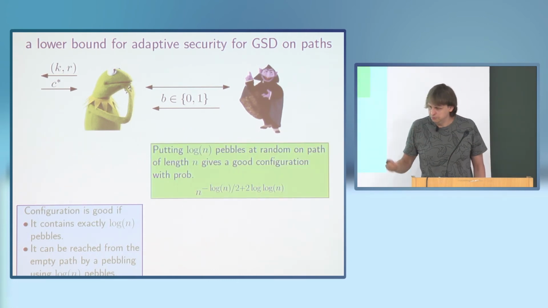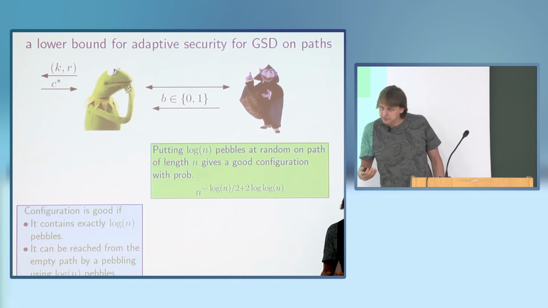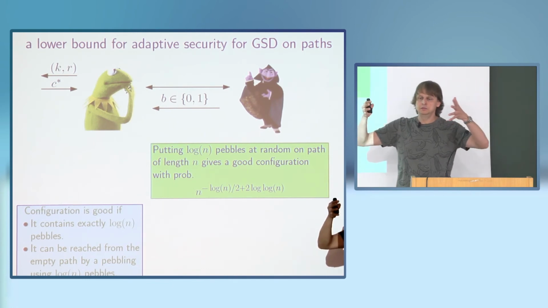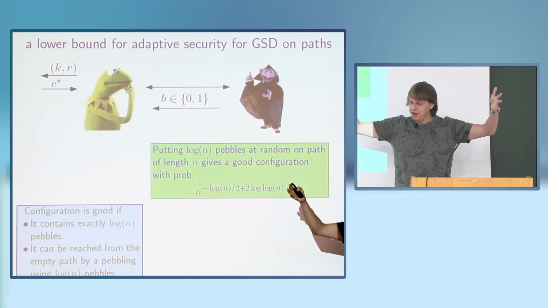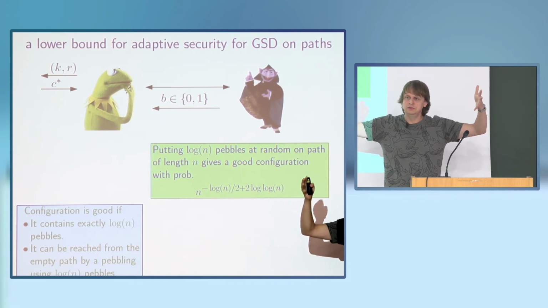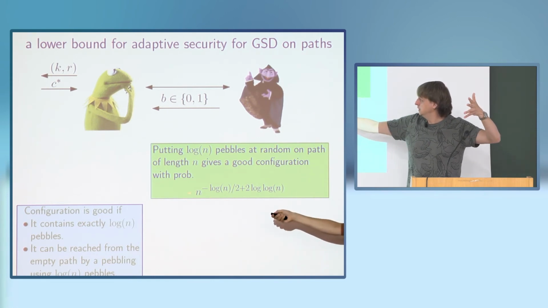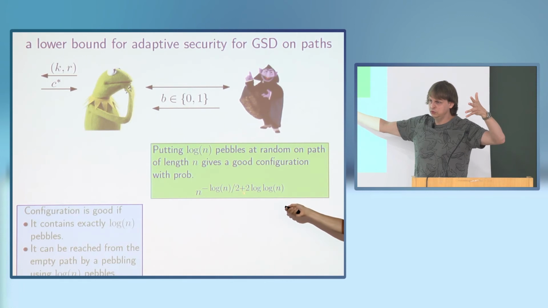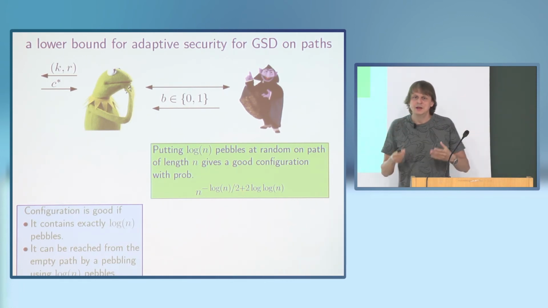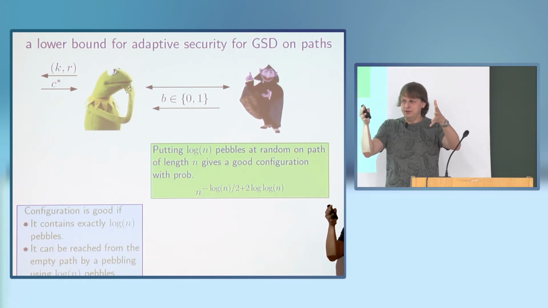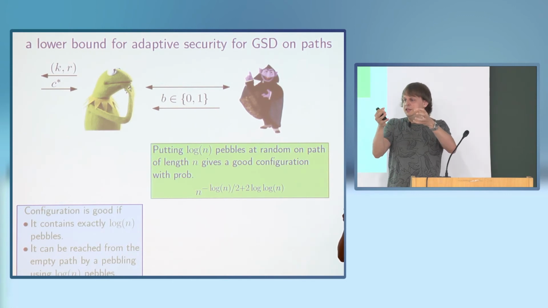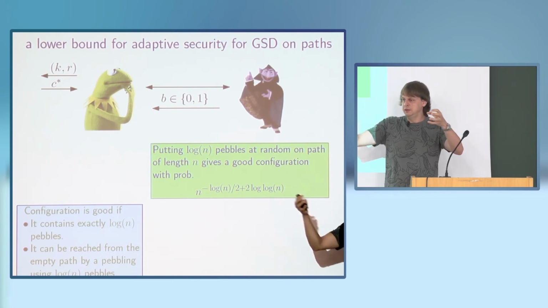Okay, so what one can prove is that if I put some log n pebbles at random on this path, I will end up in a good configuration with very low probability, something like n to the minus log n over 2. Why is this the case? Because typically what will happen if I throw them at random is that in most cases there will be a spacing between any 2 pebbles.